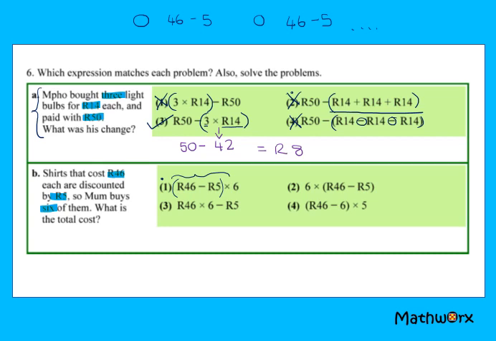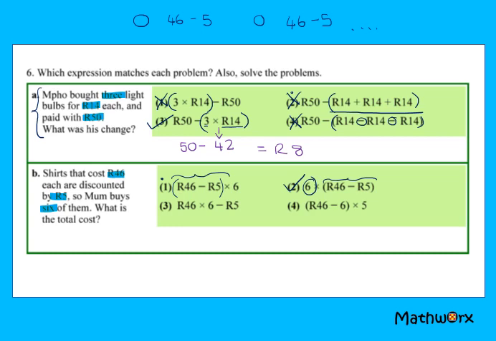Okay, let's look at 2. We have 6 t-shirts times by the 46 minus 5. And remember, we like it when this little bit of bracket telling us the price of our shirts and the discount are at the end of the sum with the number of shirts being first. So I think 2 is the correct one. Let's see why 3 and 4 are not correct.